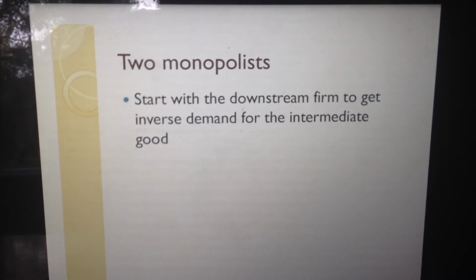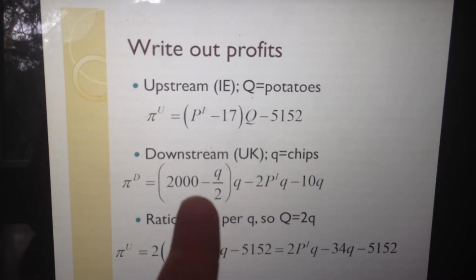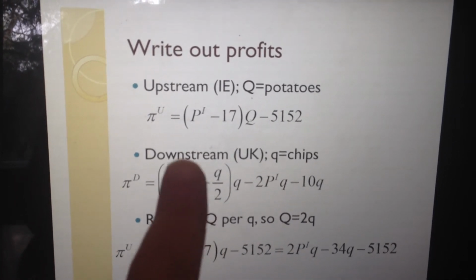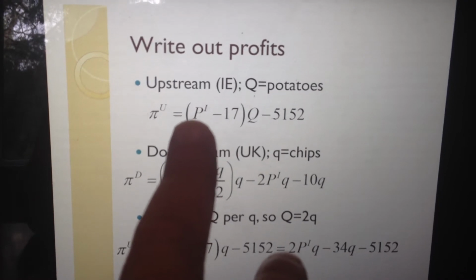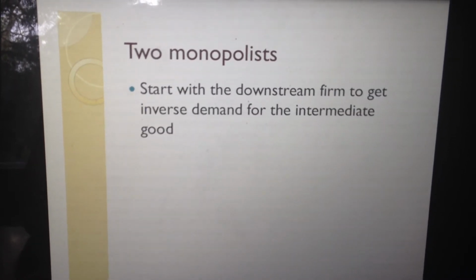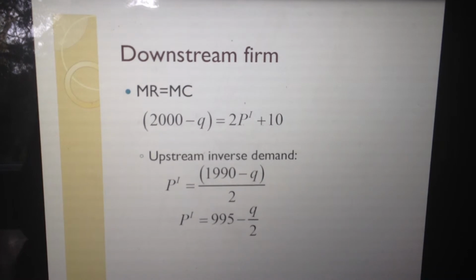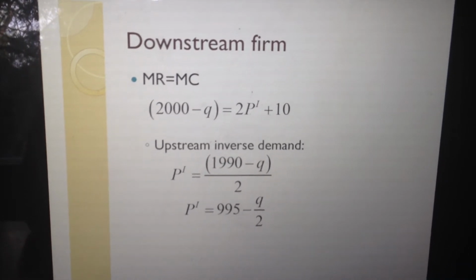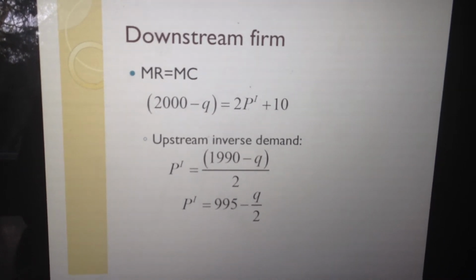Why? Because the one thing we don't have is, although we have the inverse demand for chips, we don't have inverse demand for potatoes. We've got to figure that out when we've got 2 monopolists. So start with the downstream firm. So what does the downstream firm do? What all good firms do, they set marginal revenue equal to marginal cost.